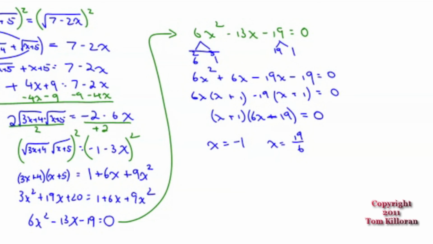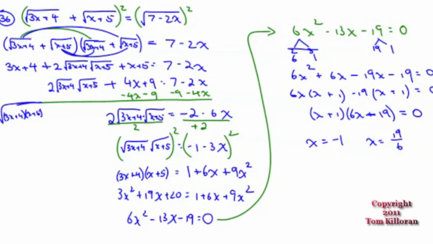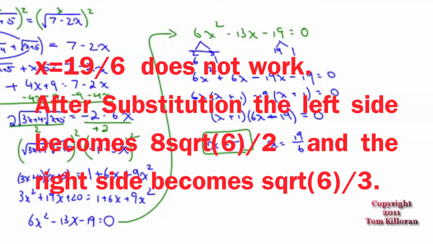Now, I would check -1 first, because negative, you never know. So you plug it in here. 3 times -1, -3 plus 4, so this one will give us 1. -1 plus 5 is 4. Square root of 4 is 2. And 1 plus 2 is, let's see here, -2 times -1 is 2. 2 plus 7 is 9. Square root of 9 is 3. So that one works. That's kind of cool. So -1 works. 19/6 does not work.